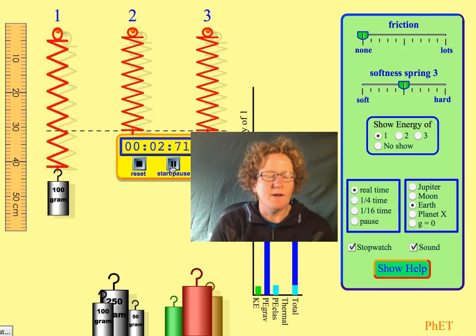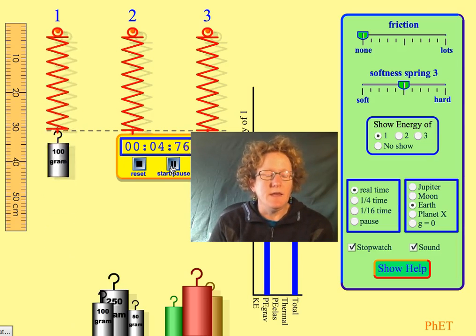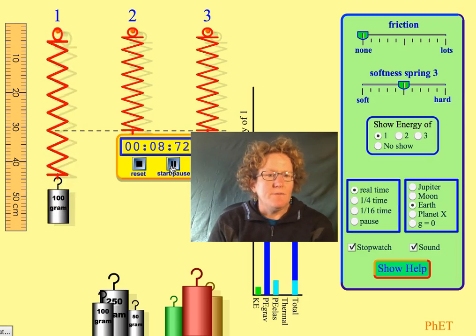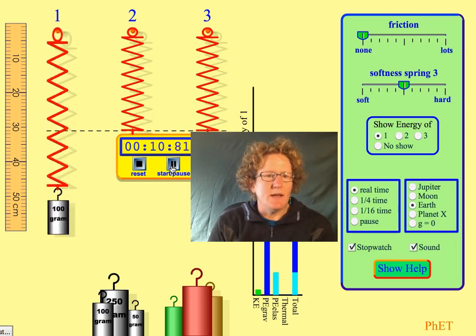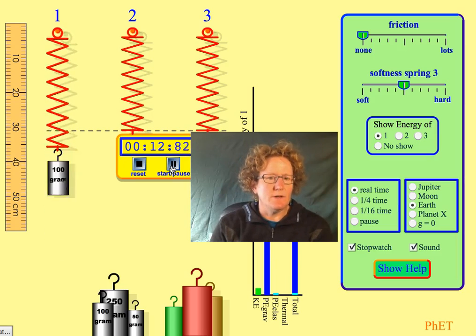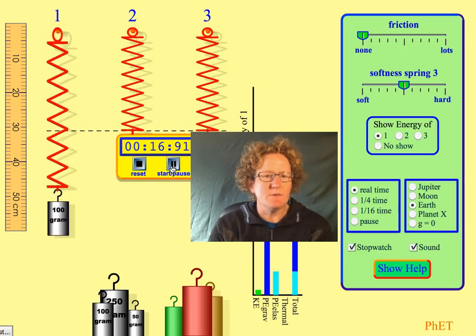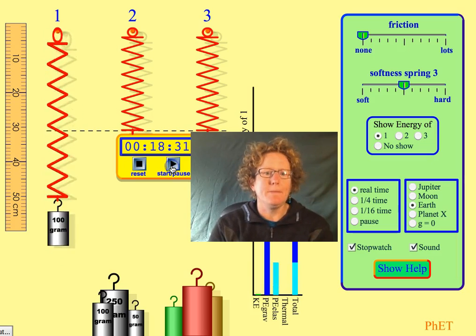Three, 4, 5, 6, 7, 8, 9, 10, 11, 12, 13, 15, 16, 17, 18, 19, 20, 21, 22, 23, 24, 25, 26, 27, 28, 29, 30.